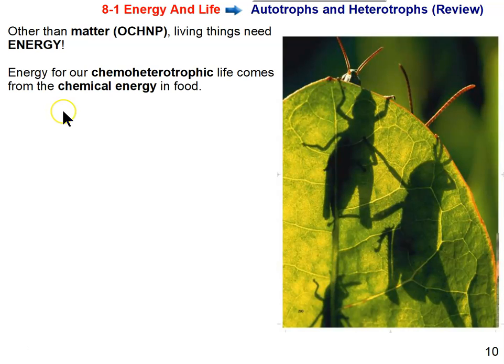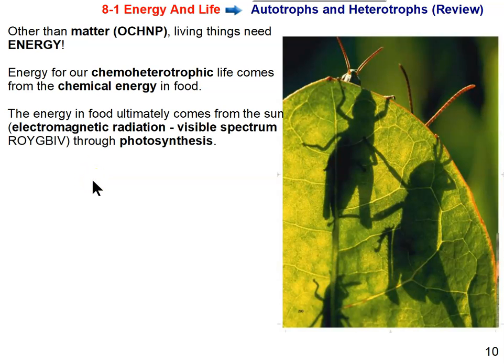Here we're focusing primarily on energy. So energy for our chemoheterotrophic life, when I say our, I'm talking about all us consumers, comes from the chemical energy in food. So we digest food, we use the energy from the food, we use the matter from the food to build our bodies. That's what makes us chemoheterotrophs. The energy in food ultimately comes from the sun.